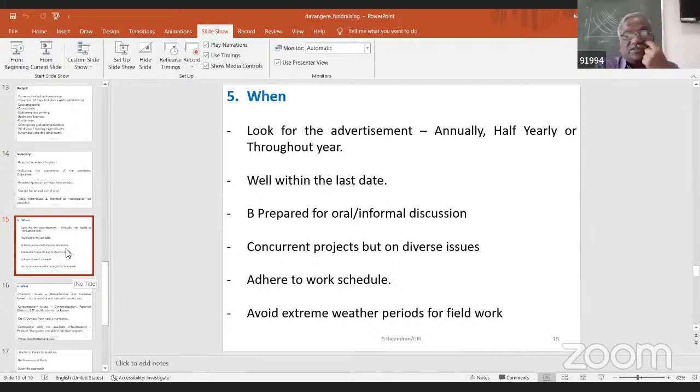A work schedule is very important. And sometimes the funding agencies need to remind the principal investigator, yes, sir, you have to complete the project and submit it. The due date is fast approaching. You should not give room for that. You have to strictly go ahead with the timeline which you propose in the proposal. You have to strictly adhere to it.